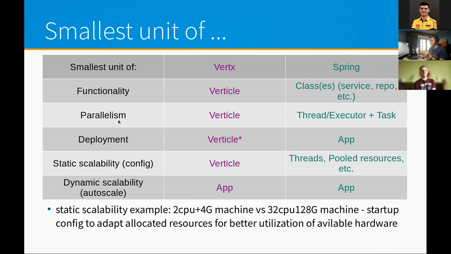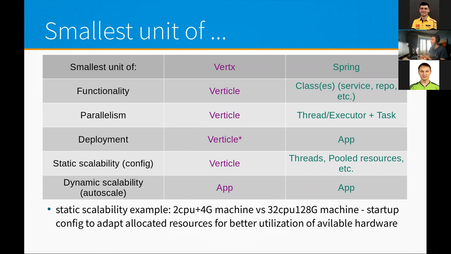Okay, let's move on. Second thing is smallest unit of parallelism. In Vertx, again, this is vertical. So smallest unit of parallelism is one vertical. Basically, if you want to parallelize more, you can just add more actors. You can add them on the same machine. For example, if you have an 8 cores machine, if you deploy one actor that is running on one thread, you will be utilizing only one CPU. You have 7 still free CPUs to use. So you can deploy 8 actors, 8 verticals, basically utilizing that CPU.